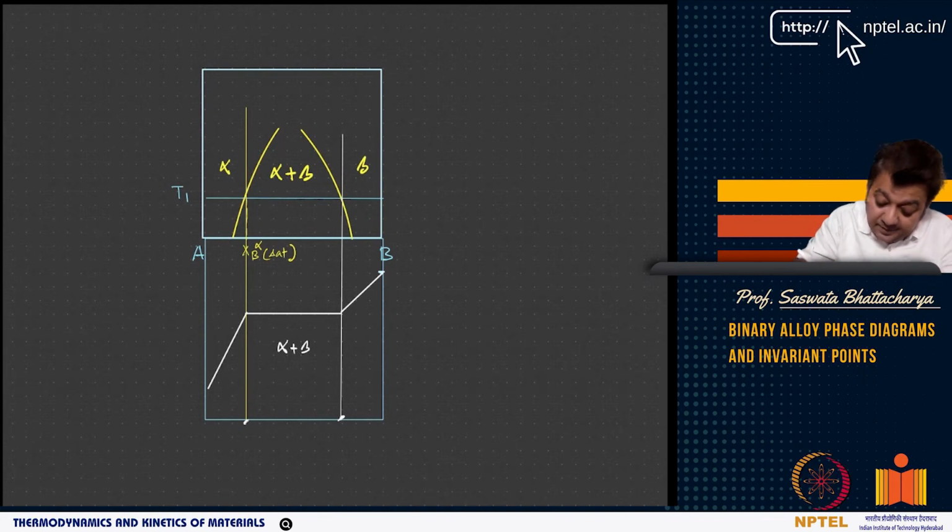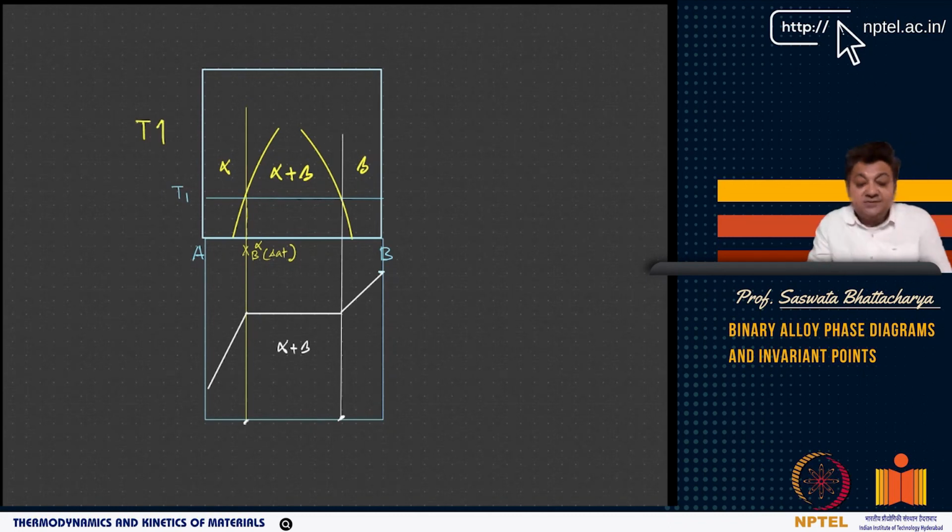And remember that these phase boundaries also represent a limit of solubility of one component in another. For example, this alpha phase boundary, sometimes also called the alpha solvus, represents the maximum amount of B that can dissolve in alpha at a given temperature, as a function of temperature, because this is the temperature axis.